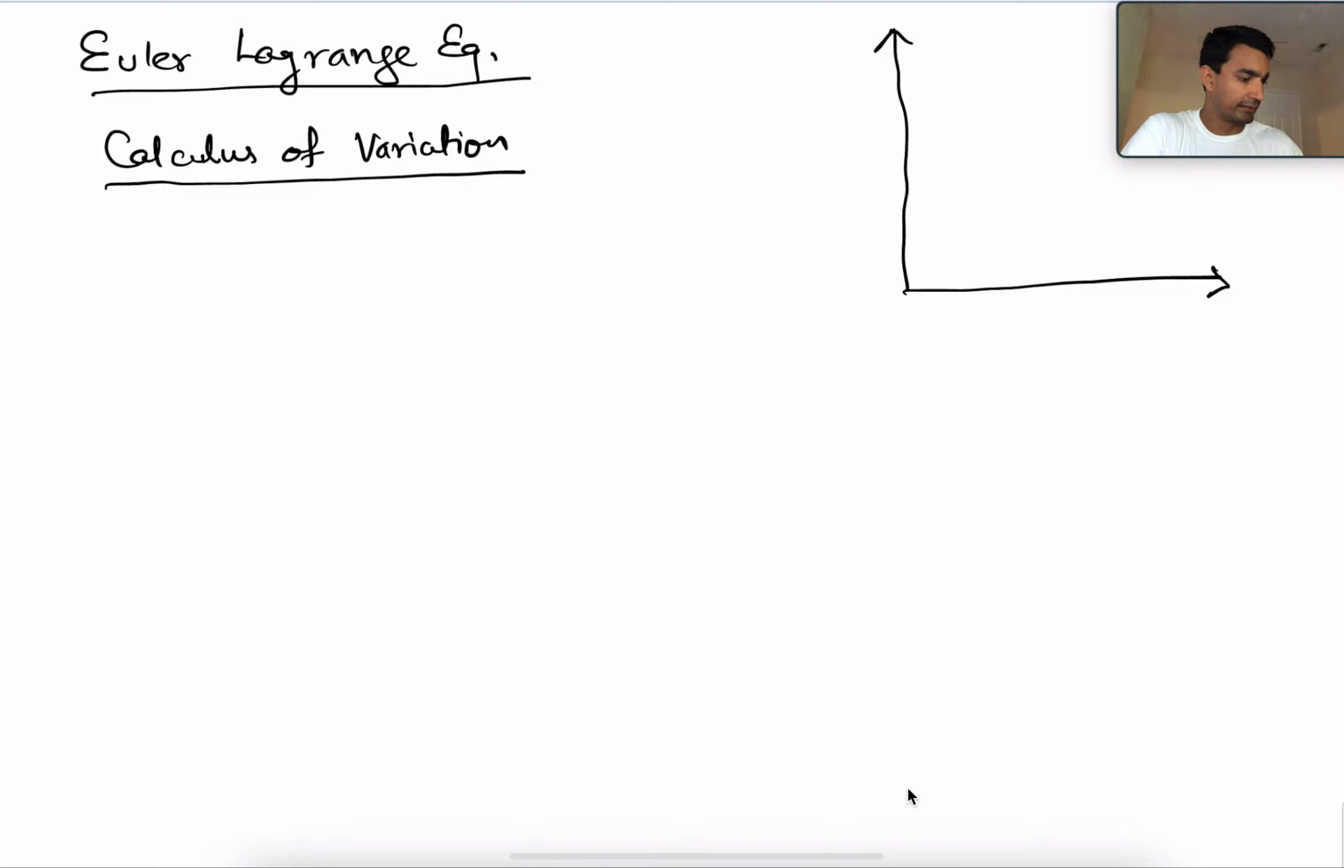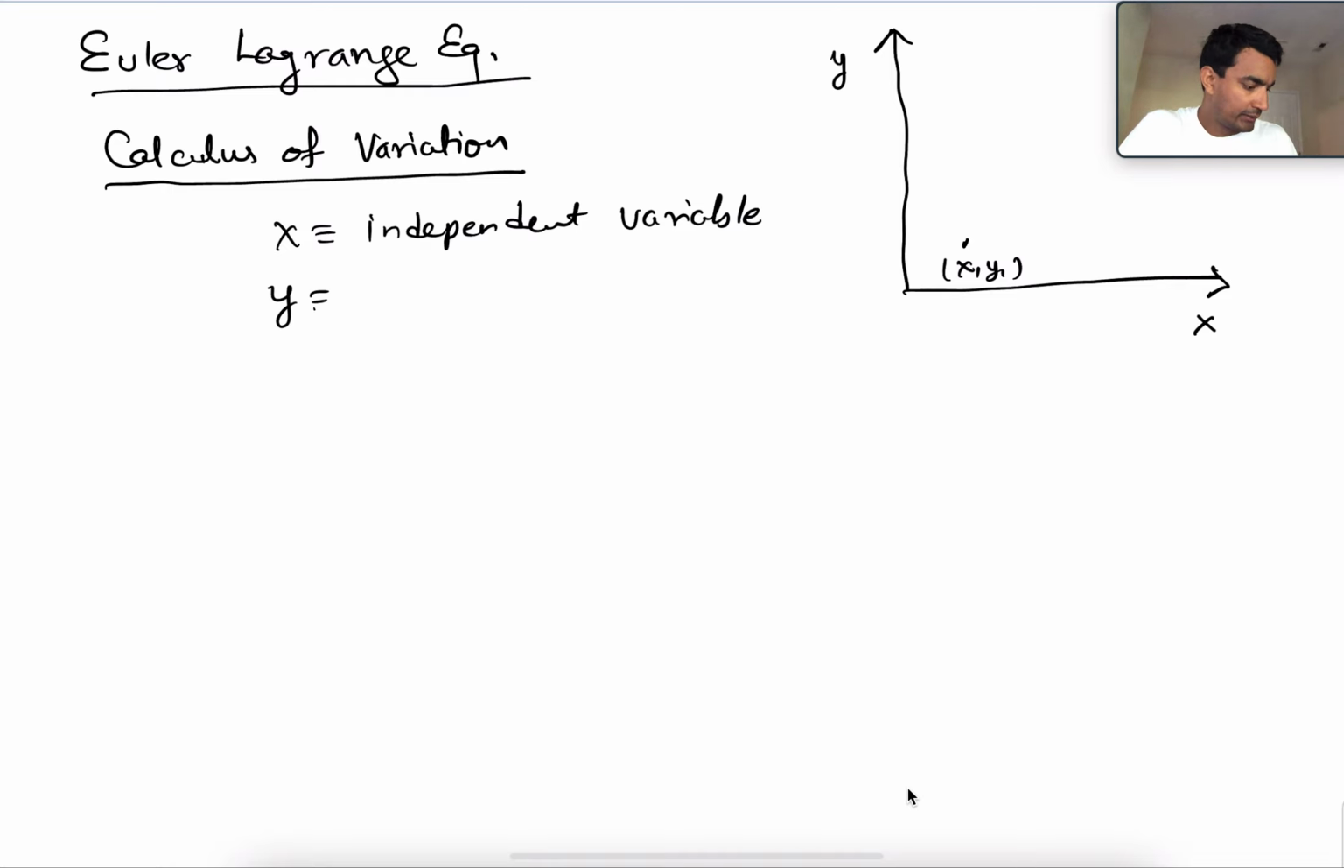Now, let's say we are in the xy plane and there are 2 points in this plane, x1, y1 and x2, y2. Here x is the independent variable, and y is some function of x. And our goal is to find out what is the function of x that connects these 2 points.